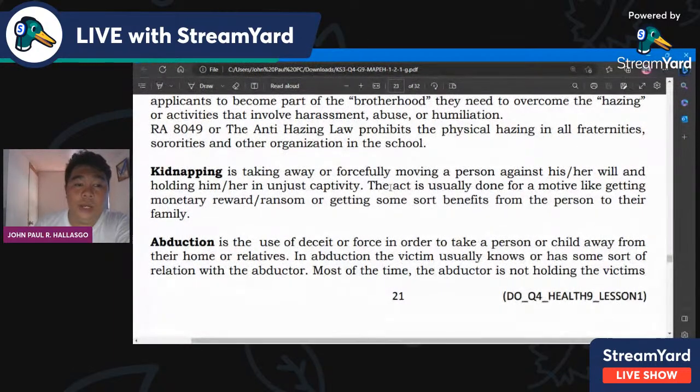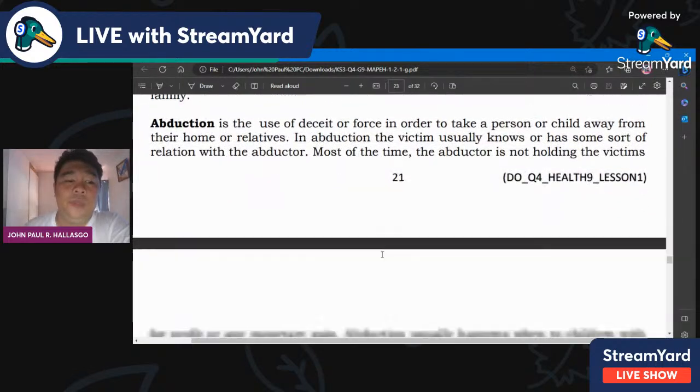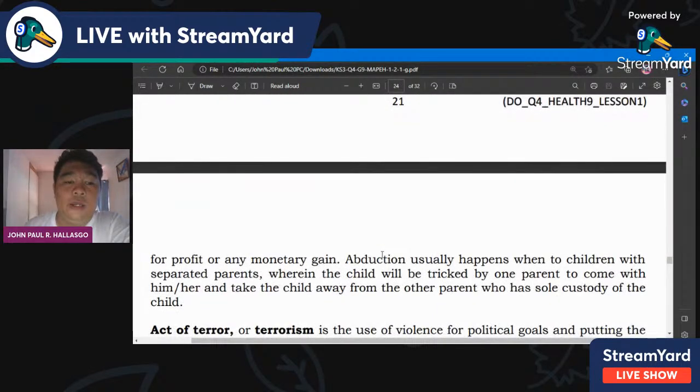Next one, we have the abduction. When we talk about abduction, this is the use of deceit or force in order to take a person or child away from their home or relatives. Now, in abduction, the victim usually knows or has some sort of relation with the abductor. Most of the time, the abductor is not holding the victim for profit or any monetary gain. Abduction usually happens with children of separated parents, wherein the child will be tricked by one parent to come with him or her, taking the child away from the other parent who has sole custody of the child.